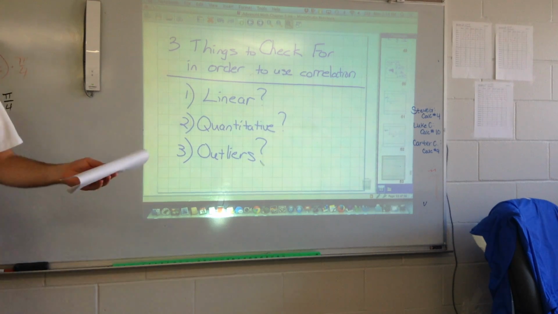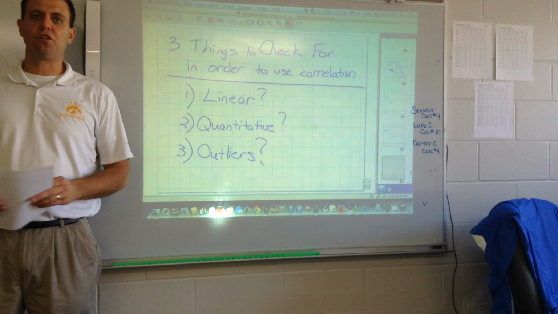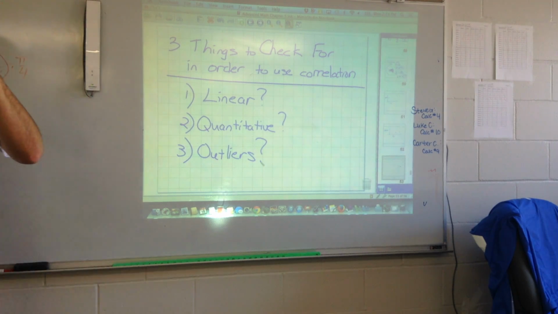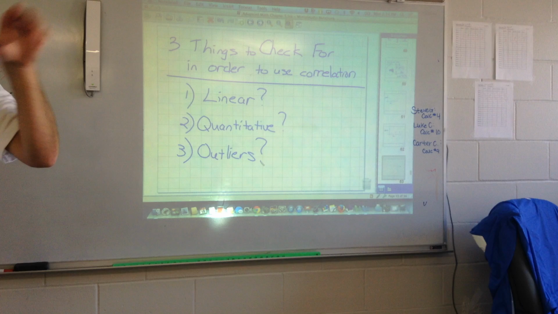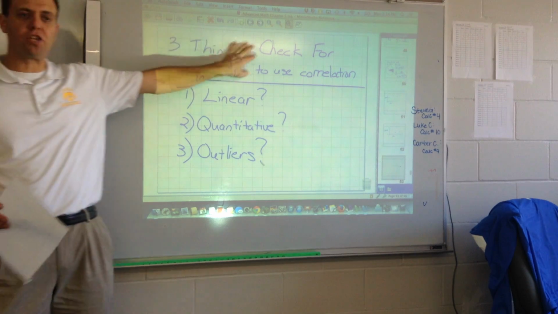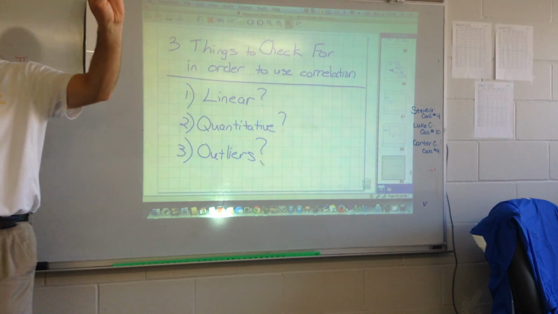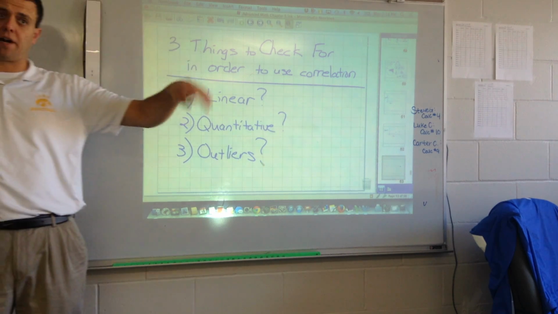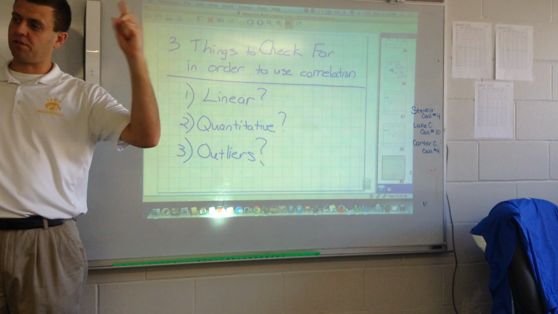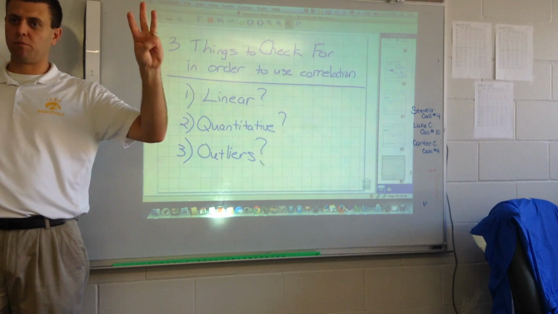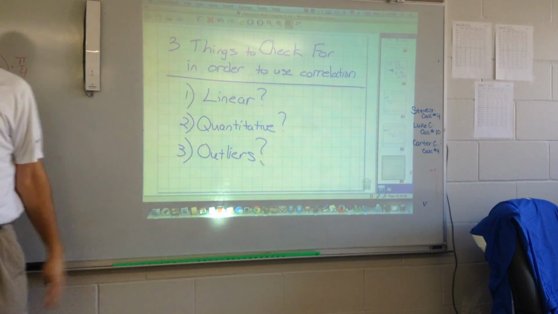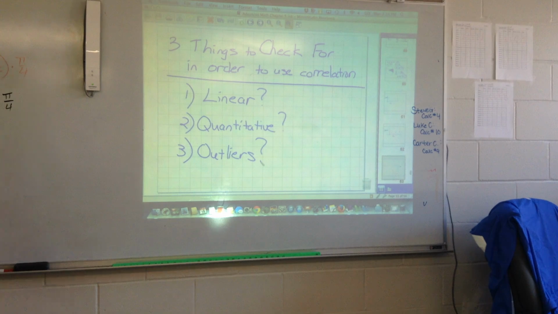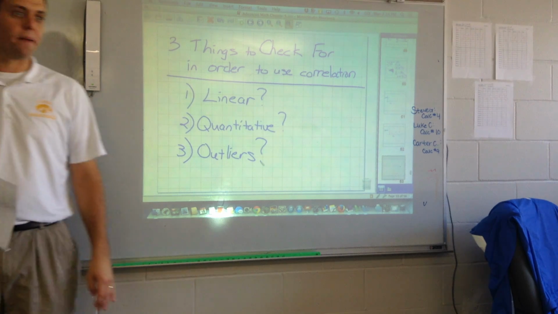Then, if it looks like it's worth using, you know the 4 ways to describe the correlation. So know the difference: 3 things to check for, and the 4 ways you describe a correlation. Remember the 4 ways are strength, direction, form, which means shape, and outliers. Outliers falls into both of them.